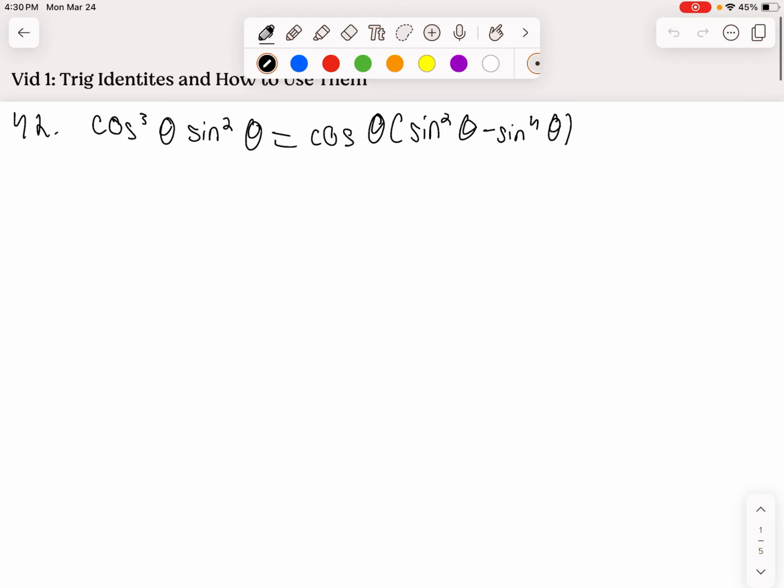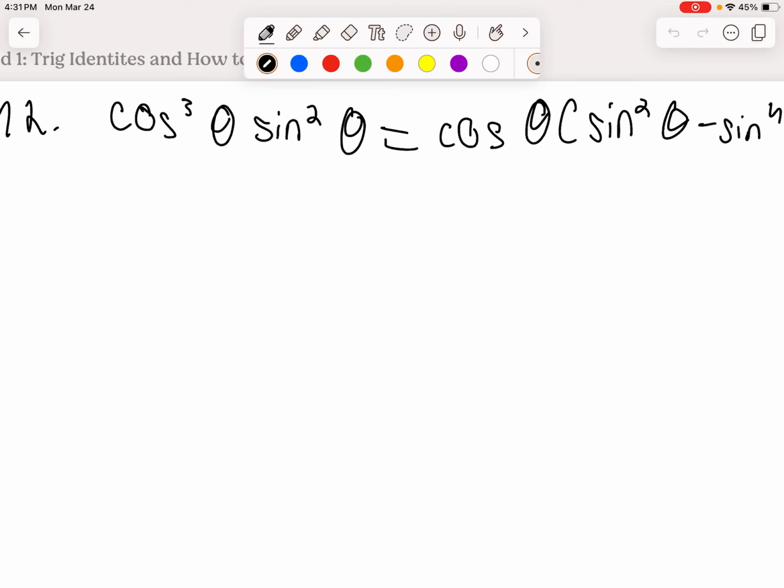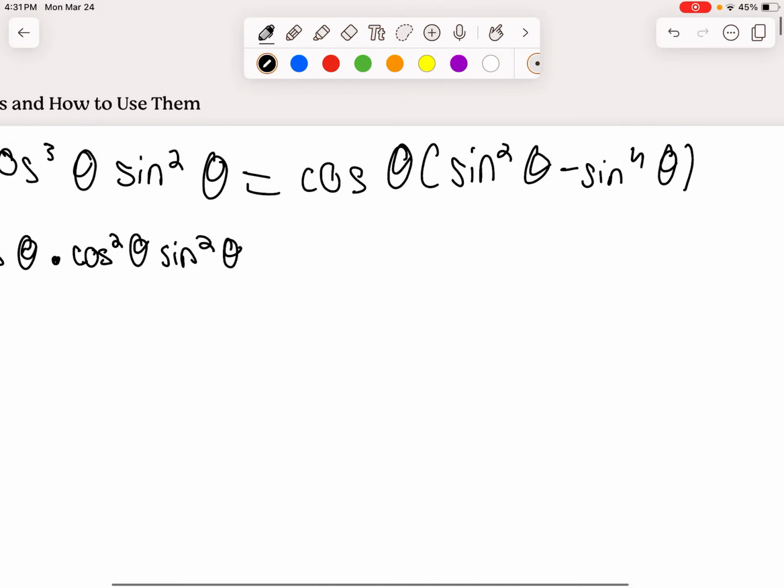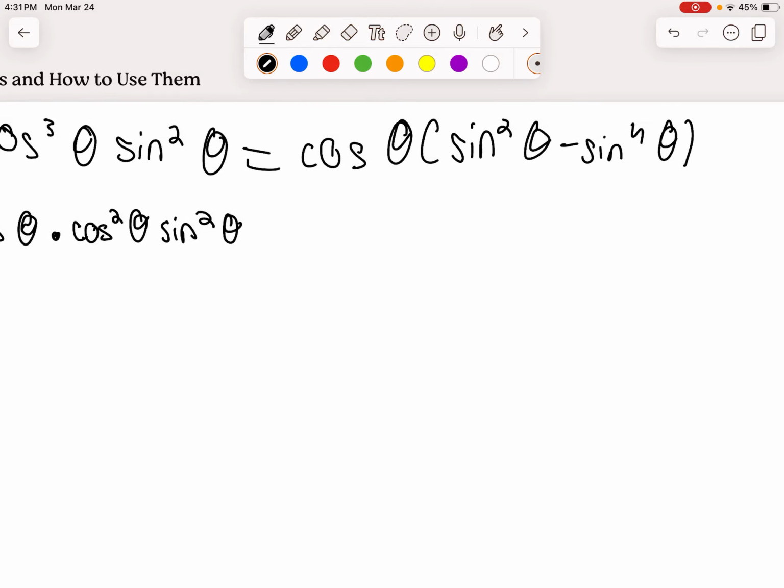So we're starting with our first problem. We have cosine cubed times sine squared equals cosine, parentheses, sine squared minus sine to the 4th. Okay, that's a lot of words. So the first thing I wanted to do was take one cosine out and just make it squared, because those are usually easier to work with. So I'm going to say cosine theta times, and we'll put a times symbol so we know it's separate from the other ones, cosine squared, sine squared. And I'll write this down when I need to. For now, I'm just going to leave it because I am lazy, as you should be.